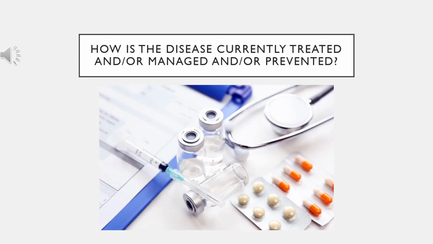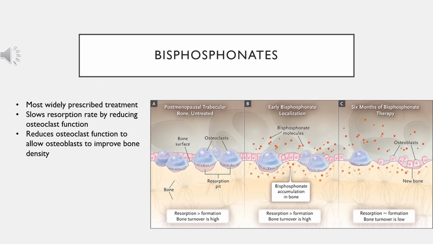Treatment for osteoporosis includes bisphosphonates, which are the most widely prescribed medicine to treat osteoporosis. They slow the bone resorption rate by reducing osteoclast function. This reduction in osteoclast function allows osteoblasts to improve bone density and reduce chance of fracture.